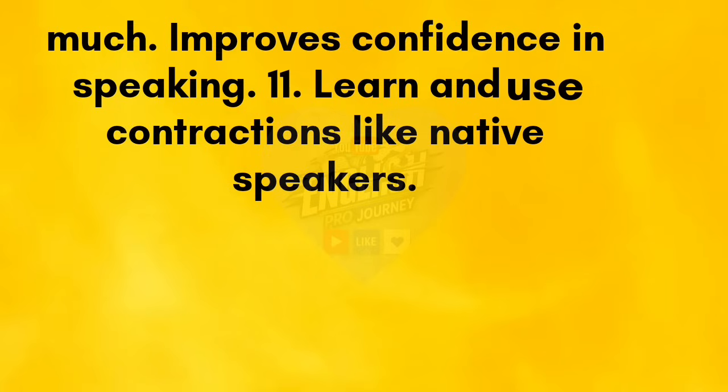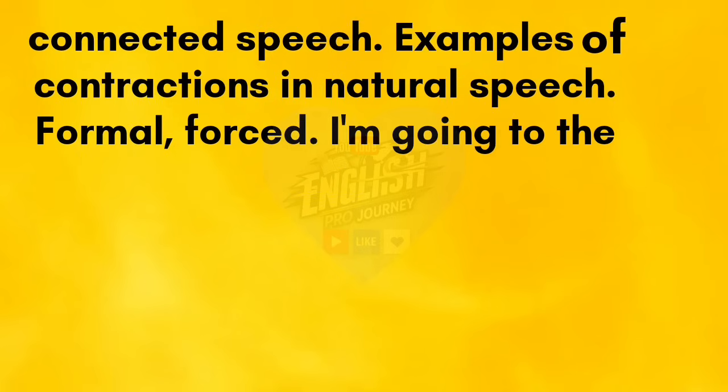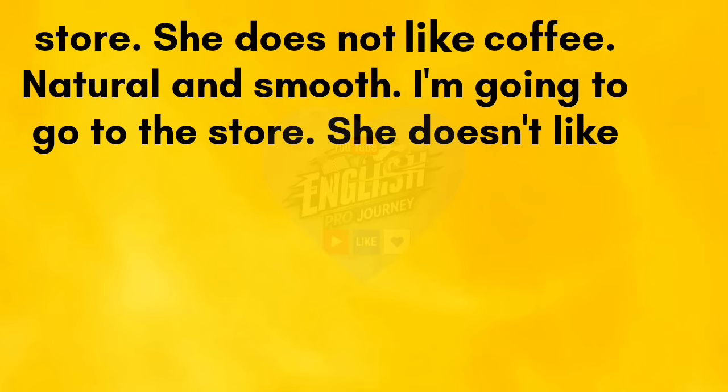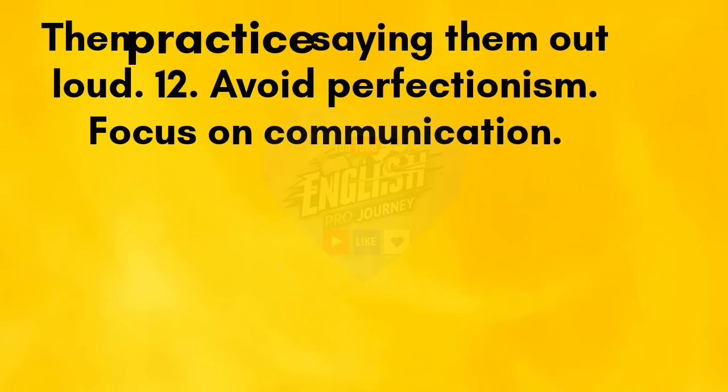11. Learn and use contractions like native speakers. Native speakers rarely say full words in casual conversations. Instead, they use contractions and connected speech. Examples of contractions in natural speech. Formal, forced: I am going to the store. She does not like coffee. Natural and smooth: I'm gonna go to the store. She doesn't like coffee. Practice exercise: listen to native speakers and write down the contractions they use. Then, practice saying them out loud.